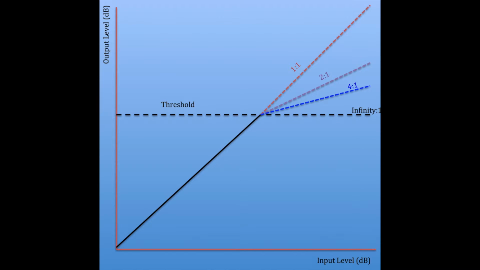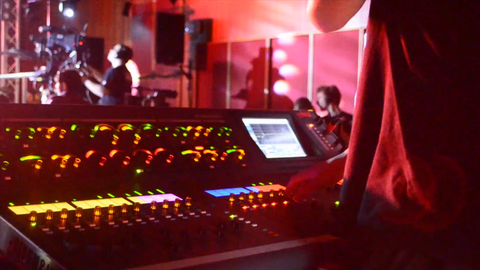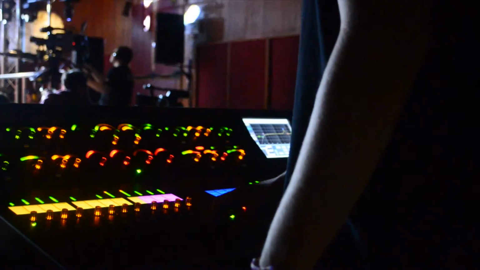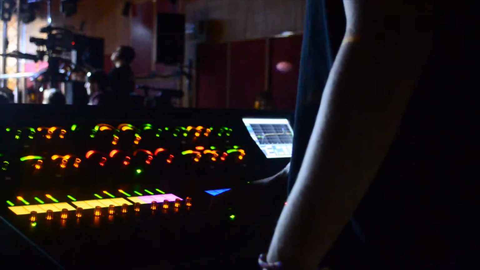This would be a brick wall filter and would sound very unnatural. In reality, a ratio of 10:1 or higher effectively sets the threshold as a limit. The higher the ratio is, the harsher the compression becomes, and therefore the more unnatural it will sound.